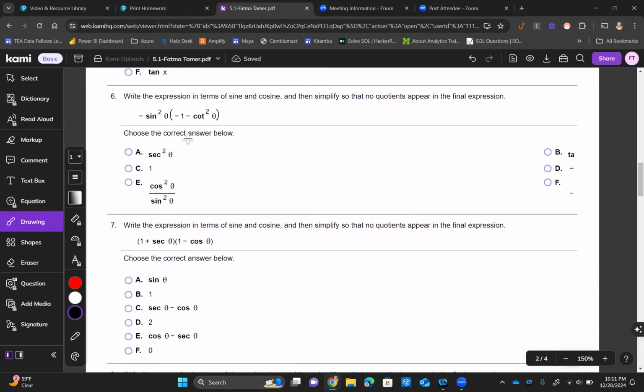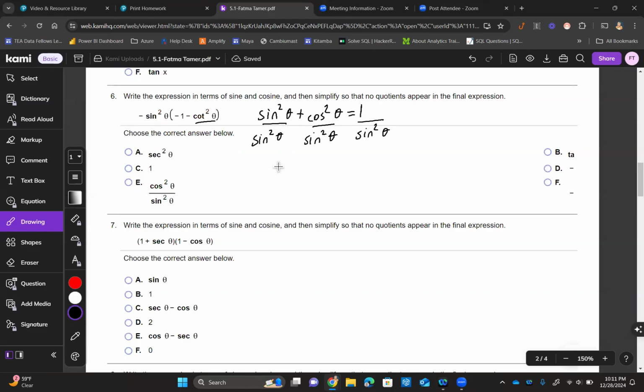For number 6, we want to simplify this expression so that it matches. There are more options here, so let's just see what we can do. Since the main identity is sine squared of any angle plus cosine squared of any angle is equal to 1, and I see a cotangent squared theta here, in order to get a cotangent squared, I'm going to have to divide everything by sine squared theta to get another version of this Pythagorean identity.